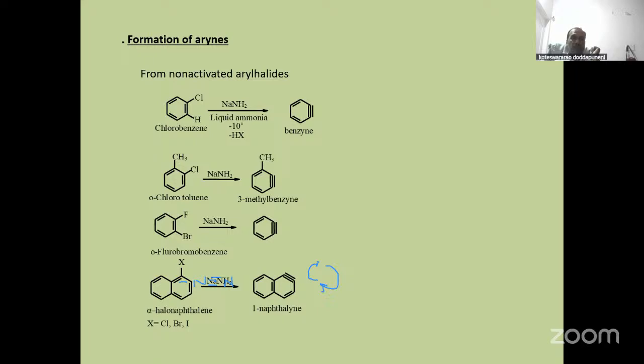Ortho-fluorobromobenzene, both halogens undergo an elimination reaction that leads to the formation of benzyne. Next, similarly, halonaphthalenes. Here, halo means X may be chlorine, bromine, or iodine, or fluorine also sometimes. It is treated with sodamide, NaNH2, at a lower temperature that leads to the formation of 1,2-naphthalyne.